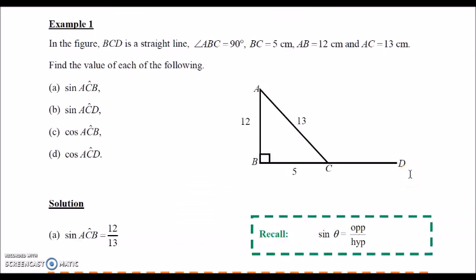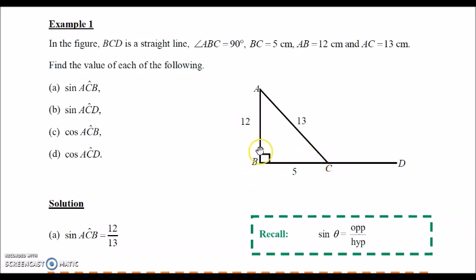For my example one, I've got this triangle right here, ABCD. BCD is a straight line, and I've got a right angle triangle ABC, with the right angle at 90 degrees. The dimensions are given as BC to be 5 cm, AB to be 12 cm, AC to be 13 cm. I need to find the value of each of the following. If I want to find sine of angle ACB, it's the sine of this angle over here.